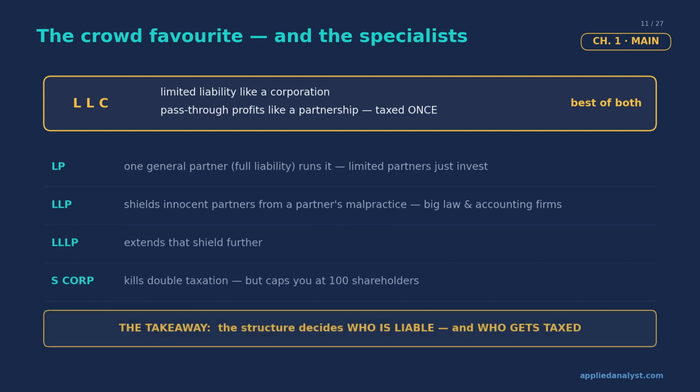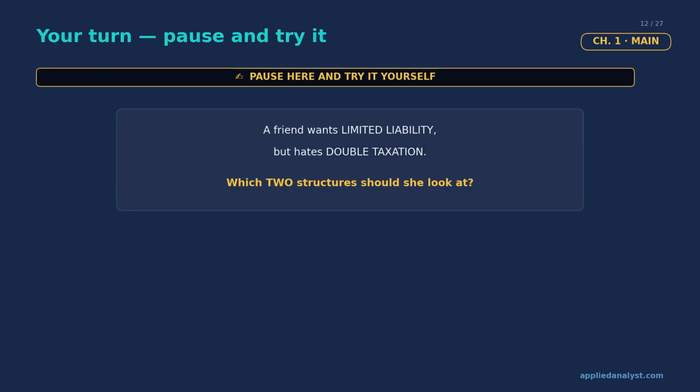The takeaway is one sentence: write it down. The structure decides who is liable and who gets taxed. Pause and try this one. A friend wants limited liability but hates double taxation. Which two structures should she look at?